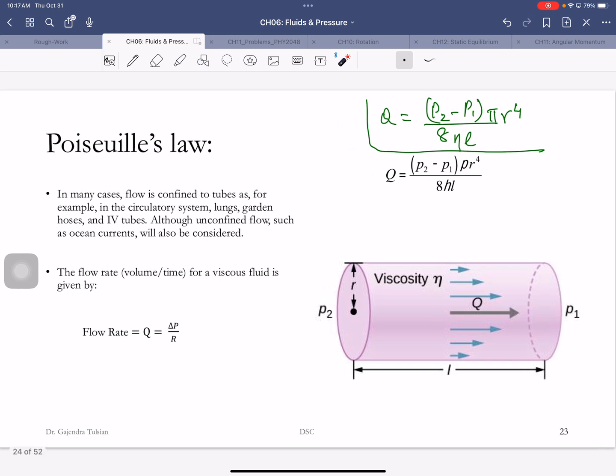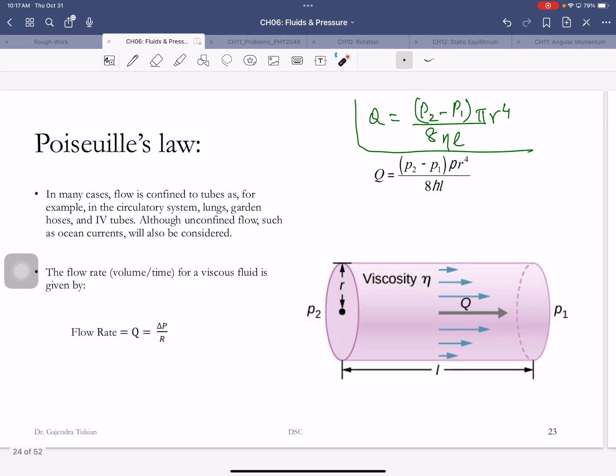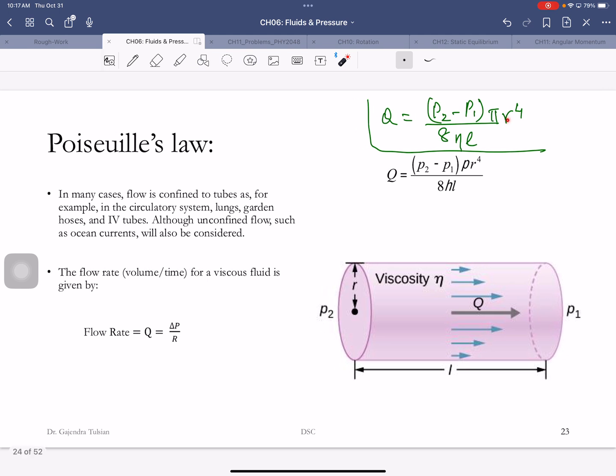All right, so you increase flow rate by increasing the radius of the pipe. You decrease flow rate by decreasing the radius of the pipe. And again, a 50% increase in the radius increases flow rate by 500%.